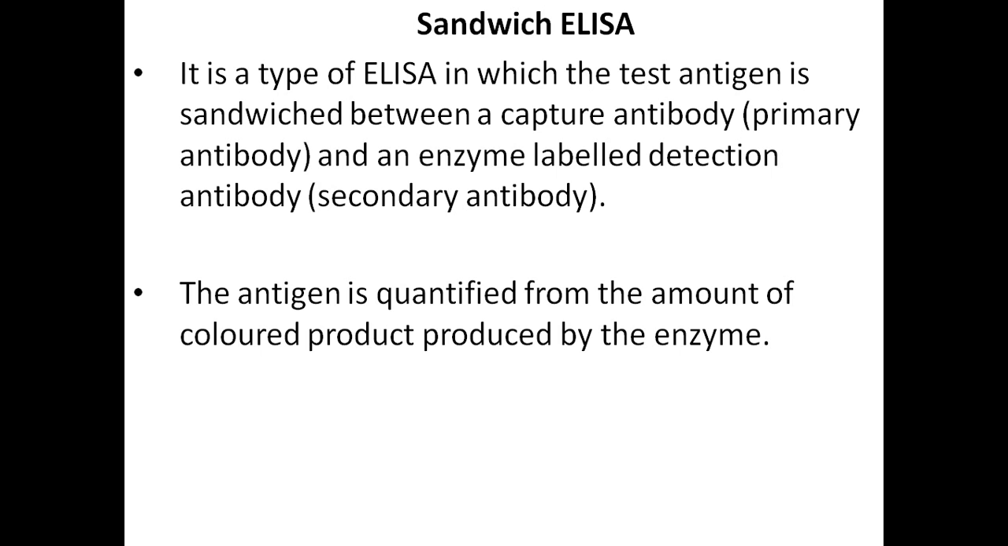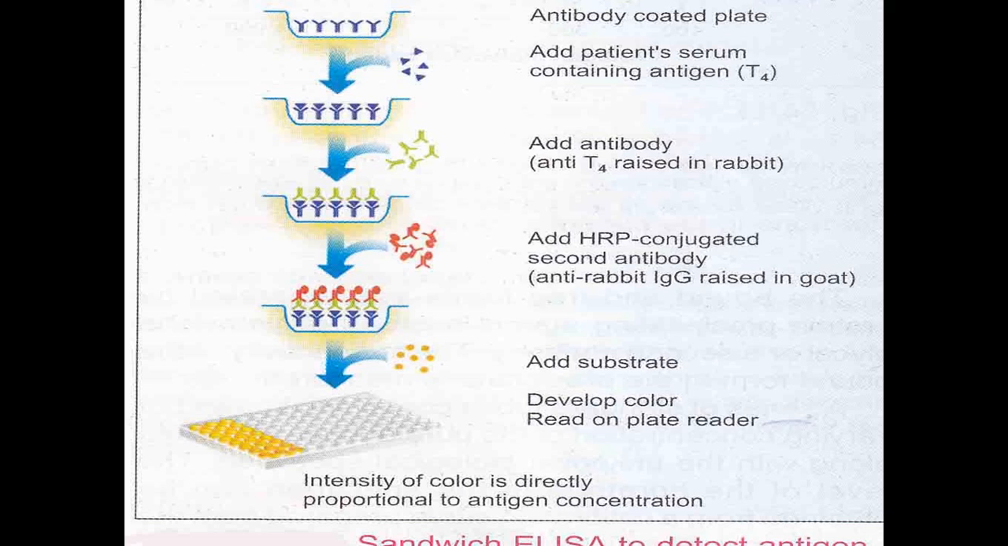The antigen is quantified from the amount of colored product produced by the enzyme. Now you can see here a sandwich ELISA diagram showing how we can detect the antigen.